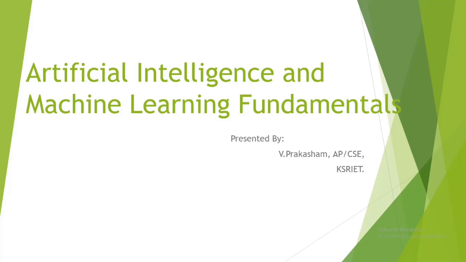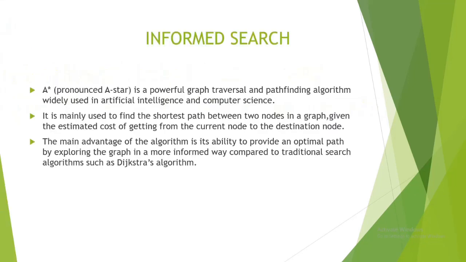I am going to explain the concept of informed search, in the second unit of Artificial Intelligence and Machine Learning Fundamentals. For informed search, we can have two types of search: one is A-star search, and another one is greedy best first search. We are going to see about A-star search.